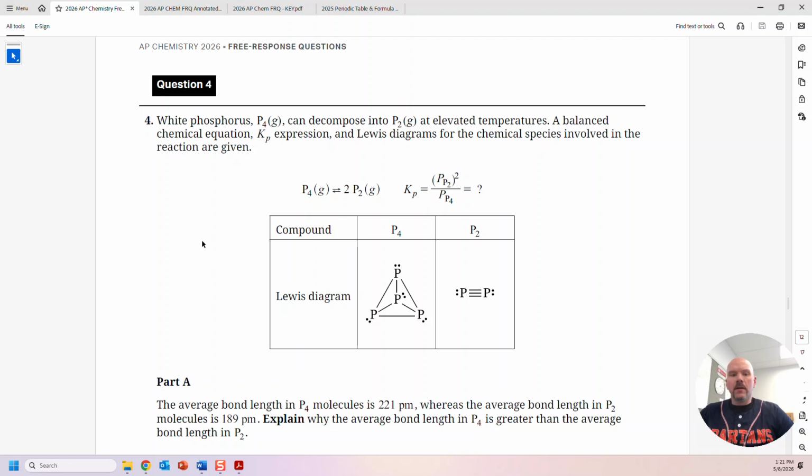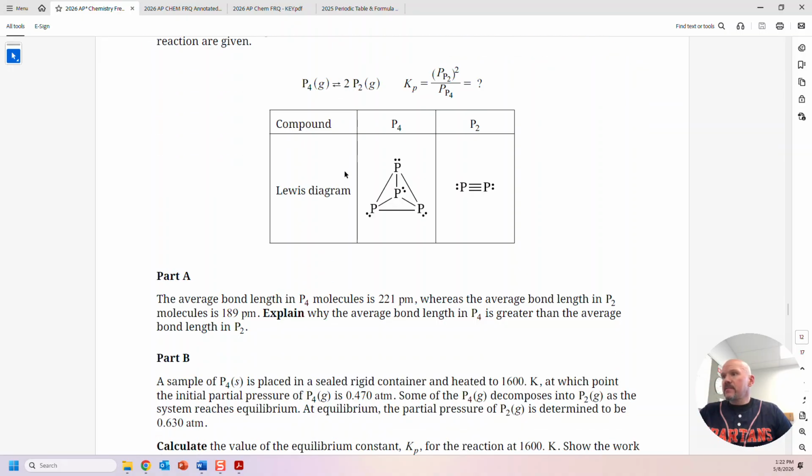All right, guys. So we're here. We're doing question 4 from the 2026 AP Chemistry exam that was on May 5th. And so now we're getting into the shorter questions. Right, these are only worth 4 points apiece. Questions 4, 5, 6, and 7.